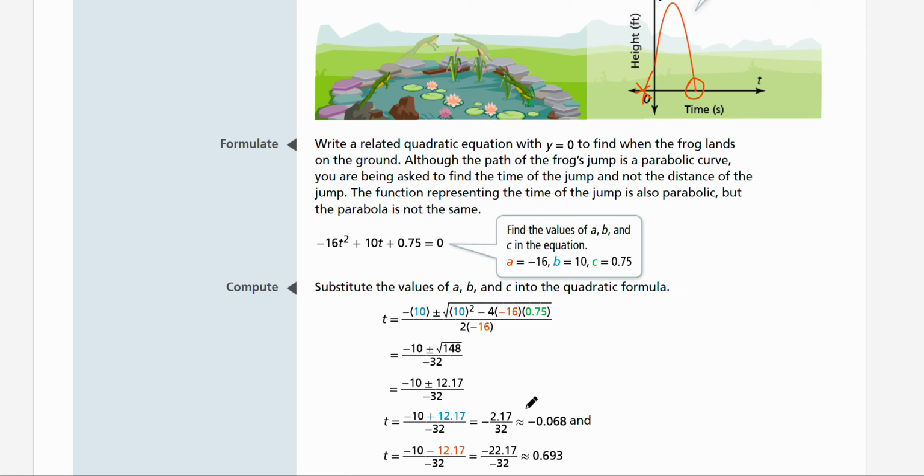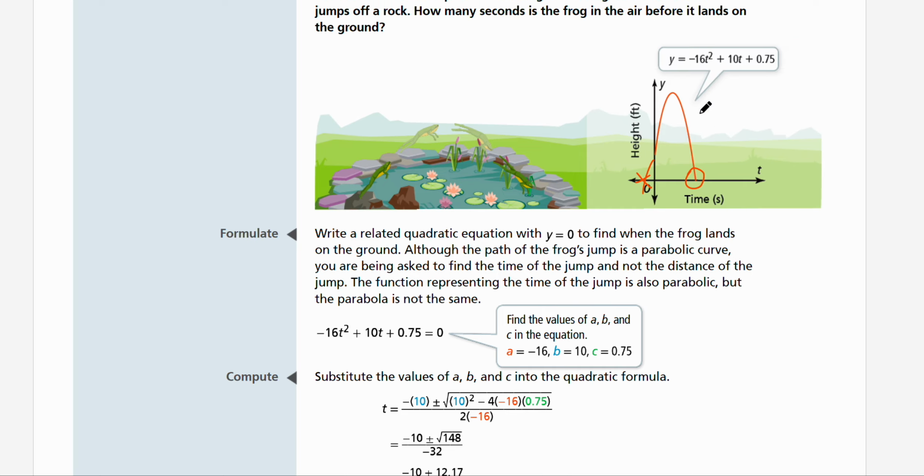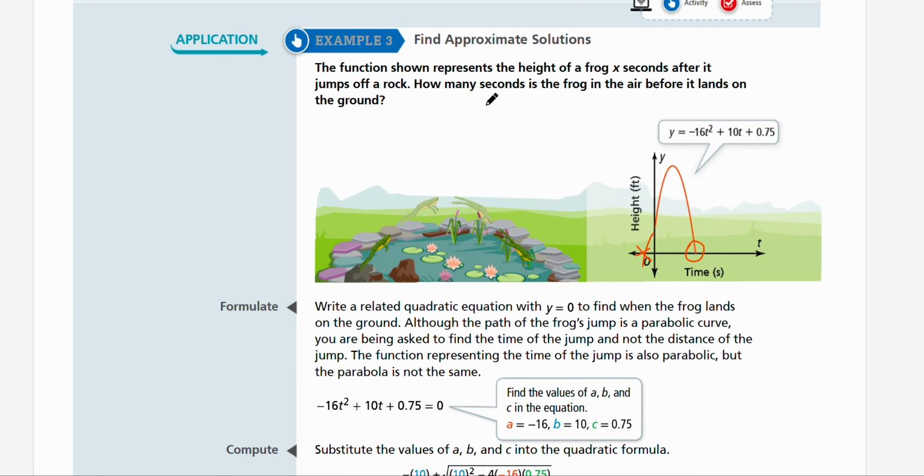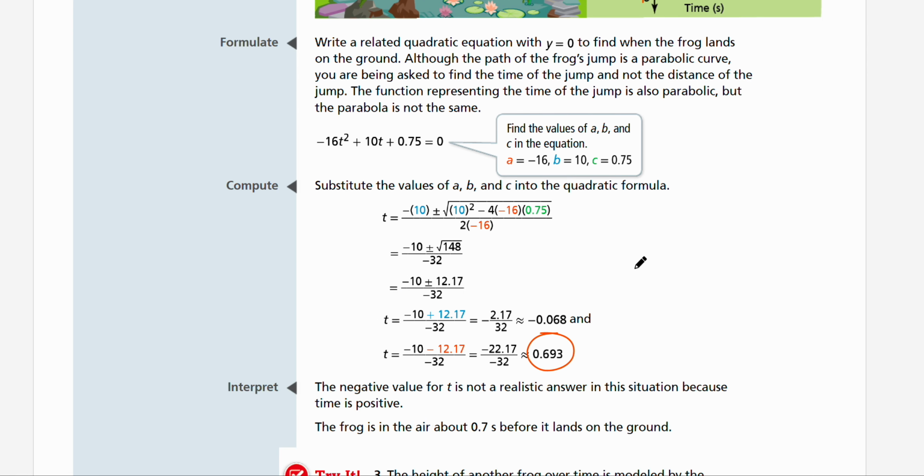The negative solution doesn't make sense again, so you will have two solutions, but you will use the positive solution in this application problem because time is positive in this context. We start counting from 0 seconds, so there's no negative seconds here. So the frog is in the air about 0.7 seconds before it lands on the ground. You can round it to the tenths.